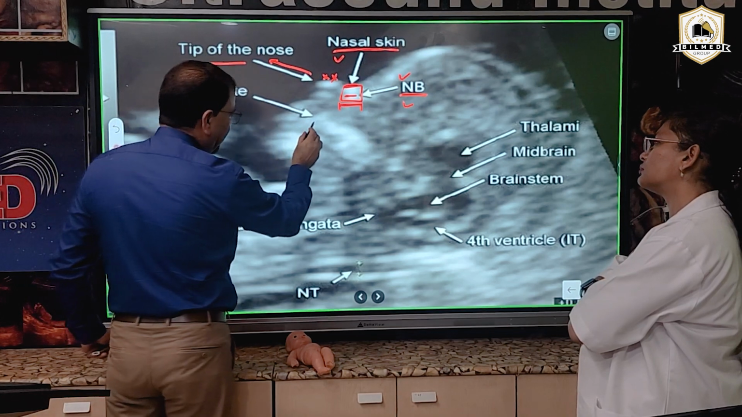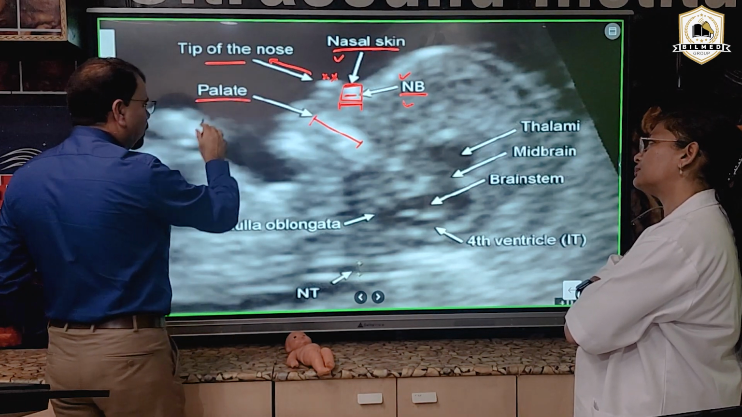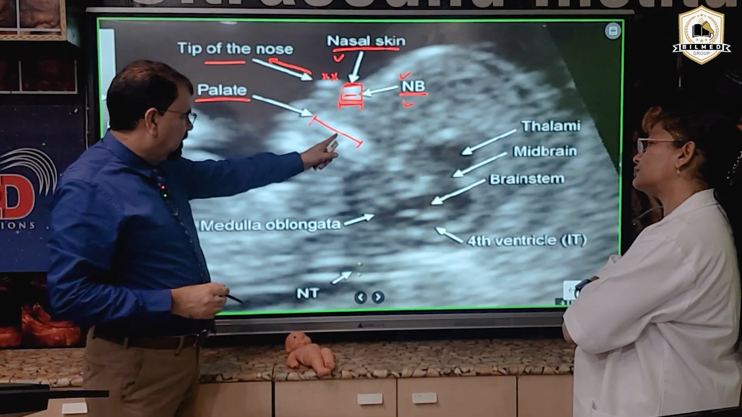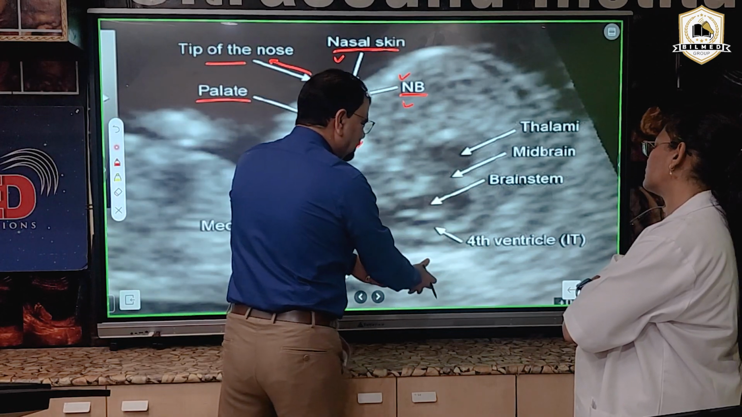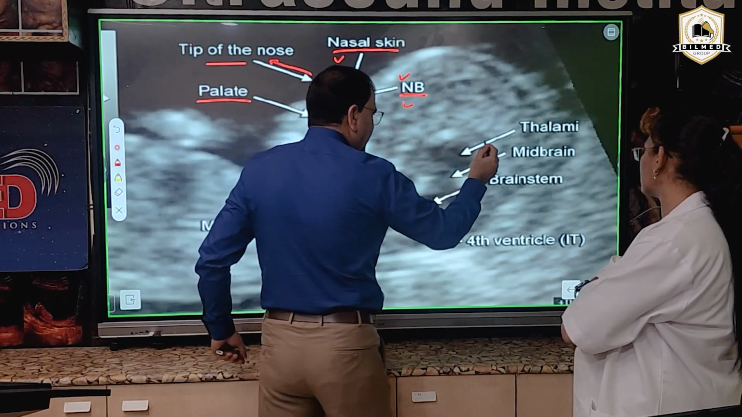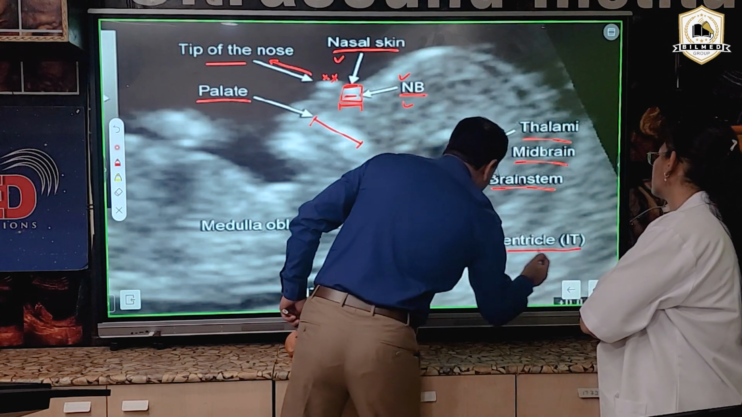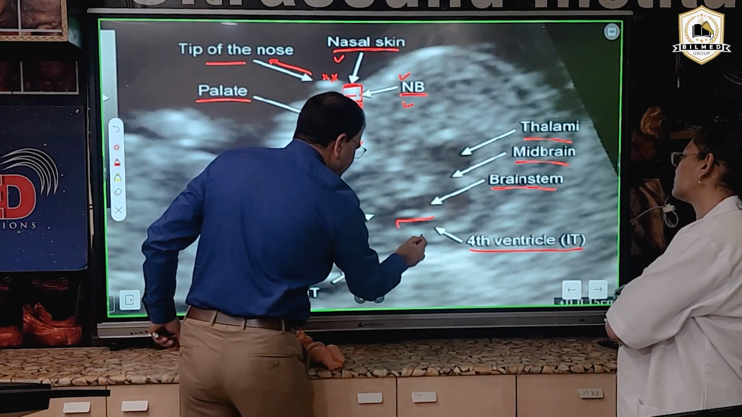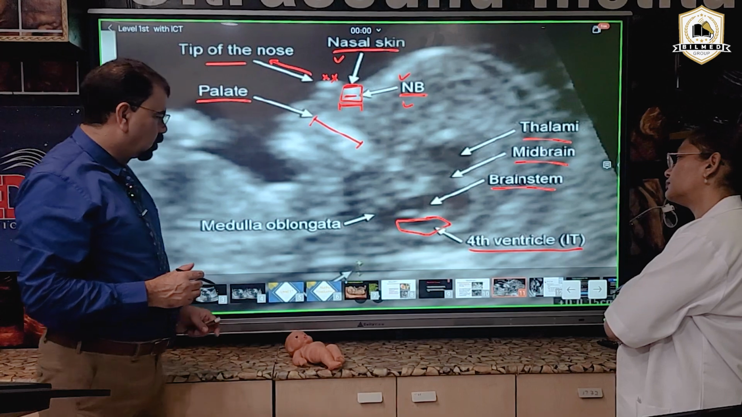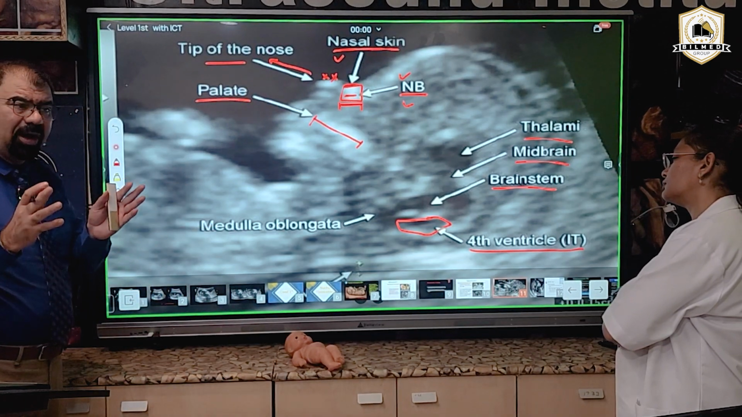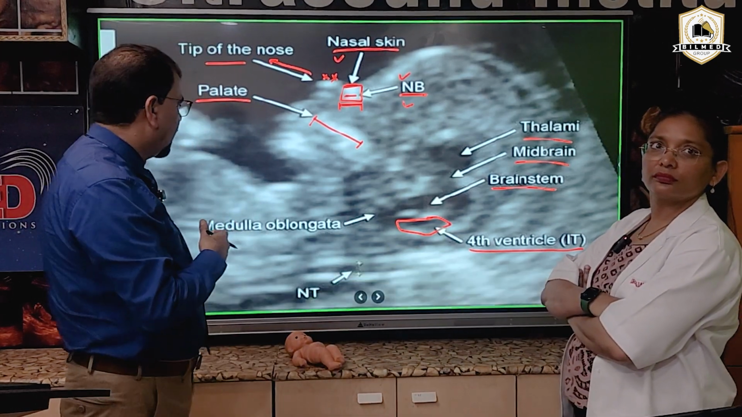Then what is this over here? Hard palate. Yes, so this is the palate over here. Then if this is the palate, now let's go to the brain. What I am seeing over here is the thalami, midbrain, brain stem, and this is the fourth ventricle, and this is the intracranial translucency, which we will discuss in detail. And this is the medulla oblongata over here. So these structures you will be seeing when you are magnifying an image, which we discussed.